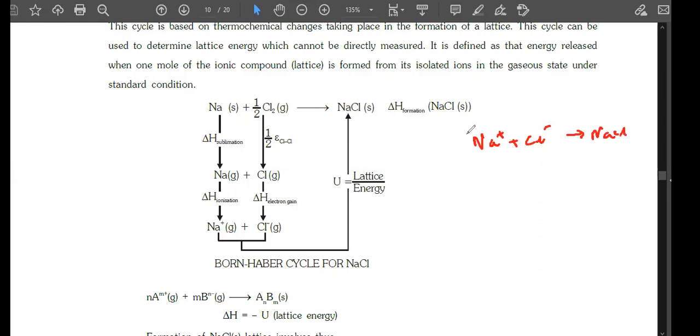Sorry, my voice was echoing. I'm repeating again, I'm just explaining this. I'm just breaking down this whole reaction. Now, Na plus can be obtained from Na solid. First, it is solid. It should be converted into gas. Then this gas.